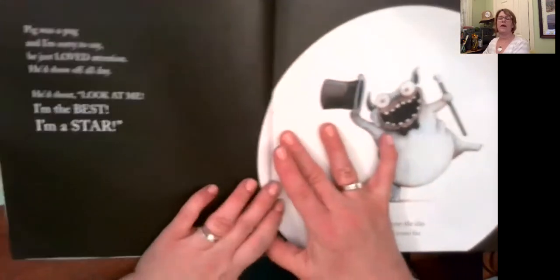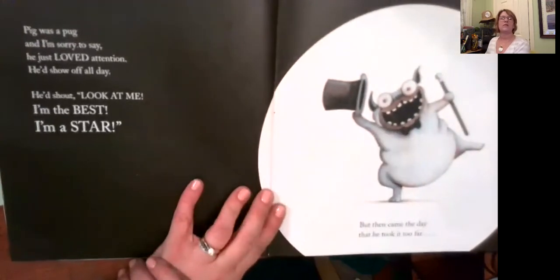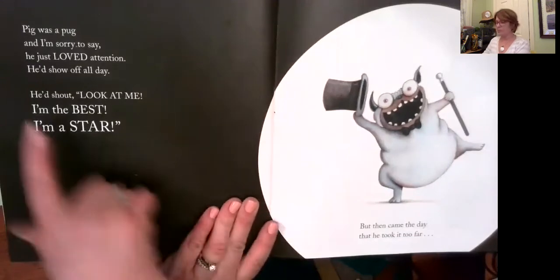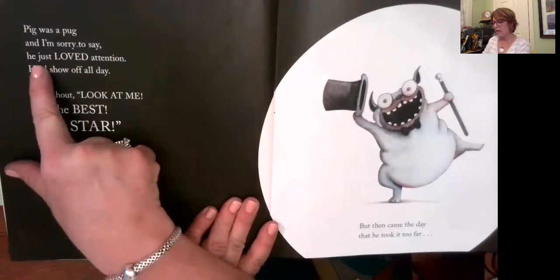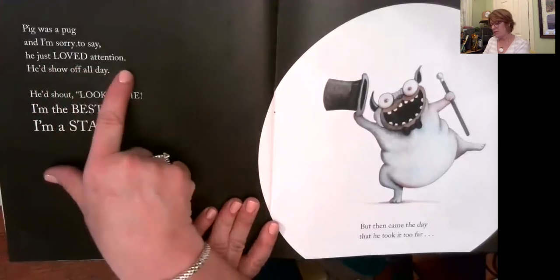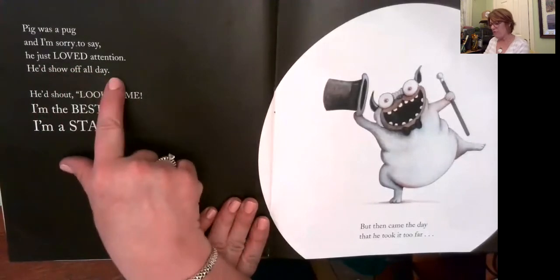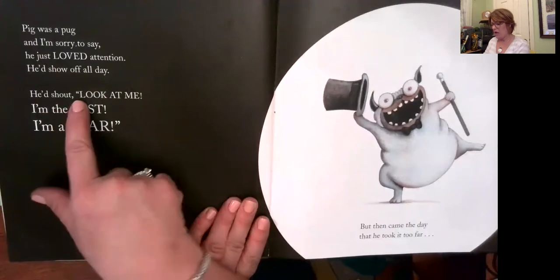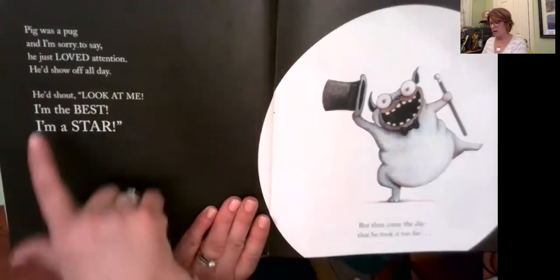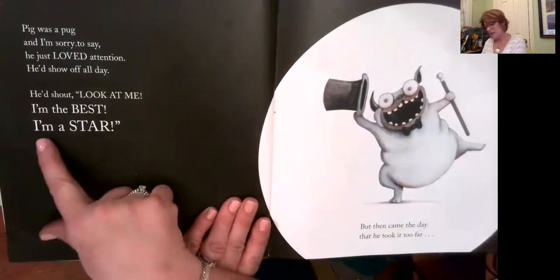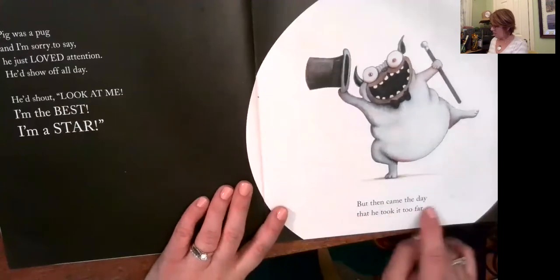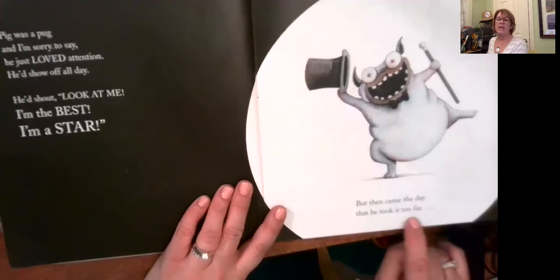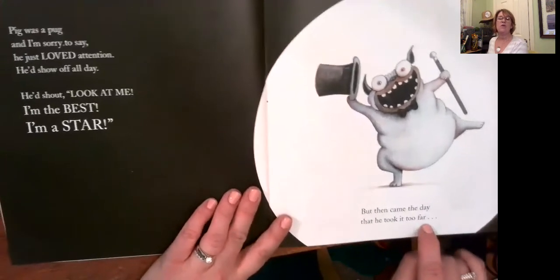Pig was a pug, and I'm sorry to say, he just loved attention. He'd show off all day. He'd shout, "Look at me. I'm the best. I'm a star." But then came the day that he took it too far.